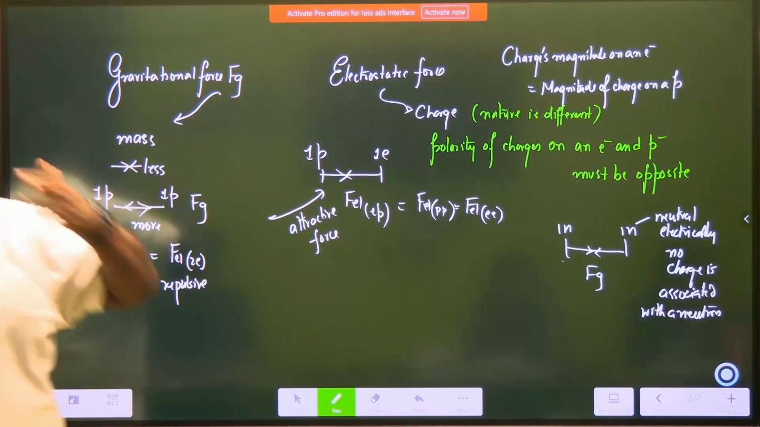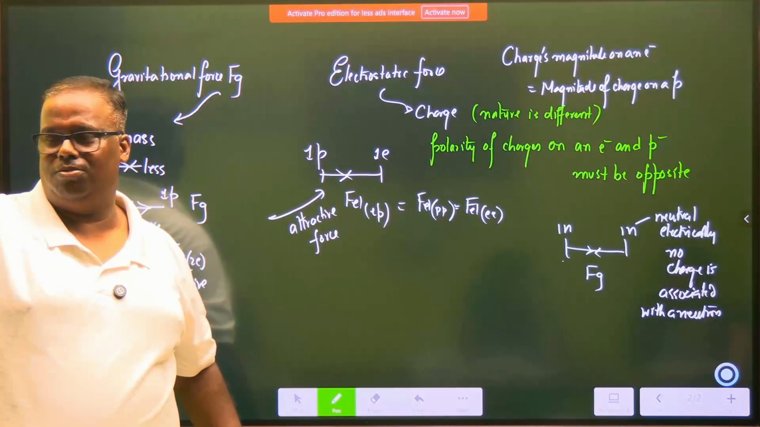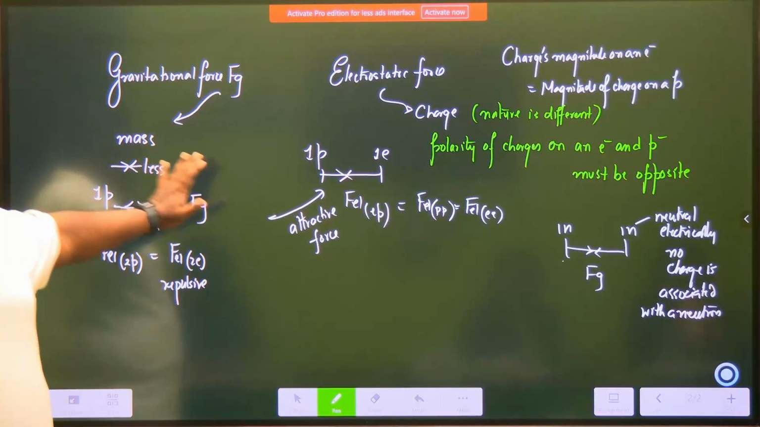Okay. If you feel that it's a little bit hot, you can switch on that fan. Okay. Is this understood now?